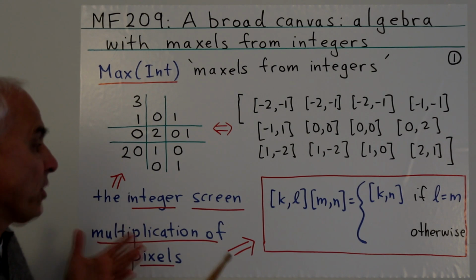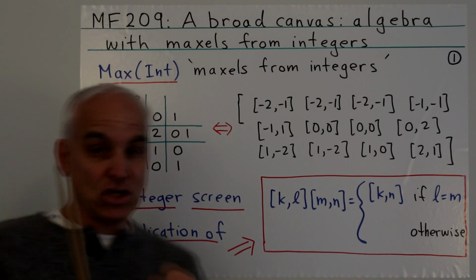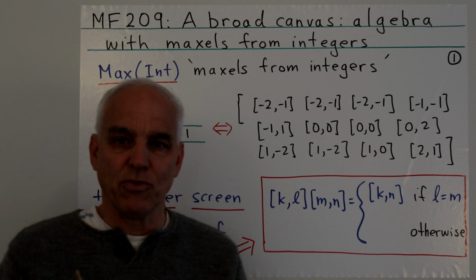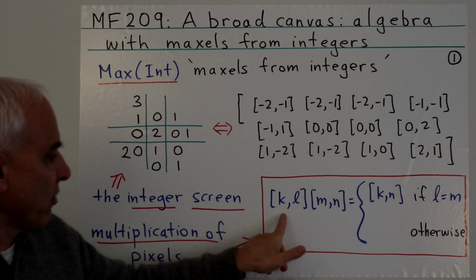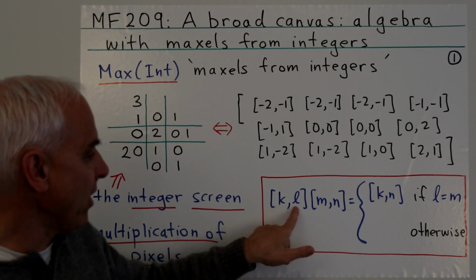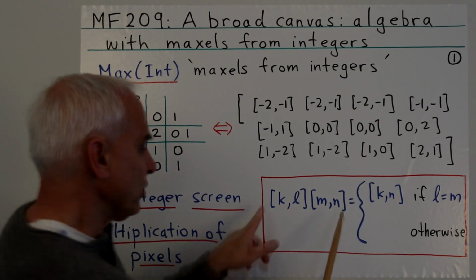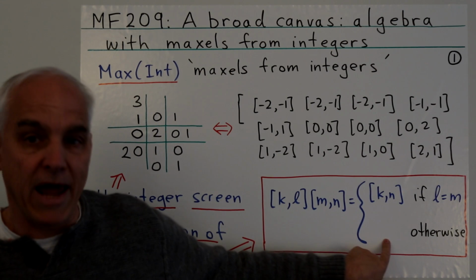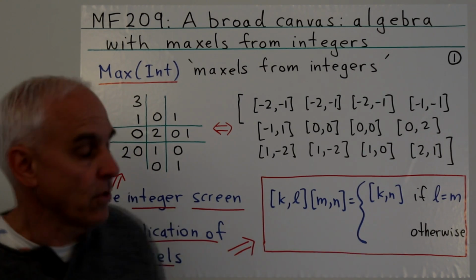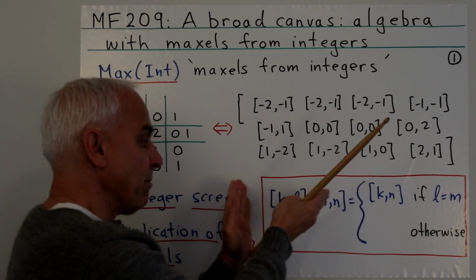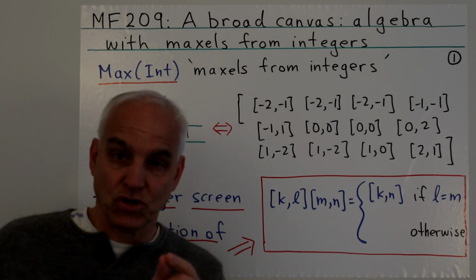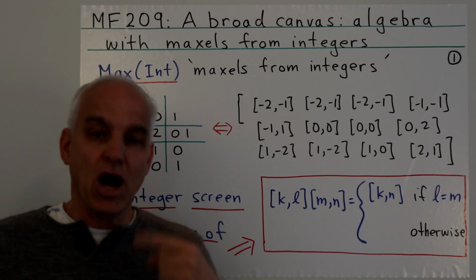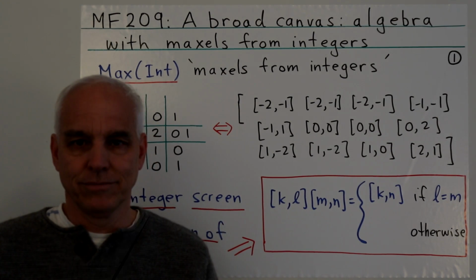And the other important ingredient is our multiplication of pixels, which is the fundamental building block for the algebra of maxels. This is the crucial multiplication, that KL times Mn is equal to Kn, provided that L equals M, and is otherwise blank or empty. Okay, and this multiplication now is a multiplication of pixels from integers. So now the entries here can be integers, not just natural numbers.